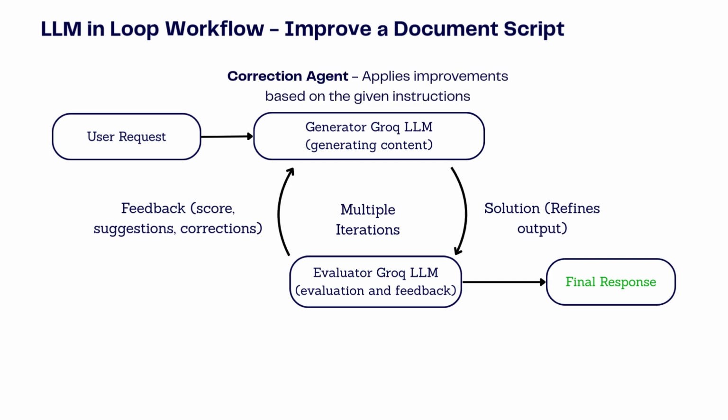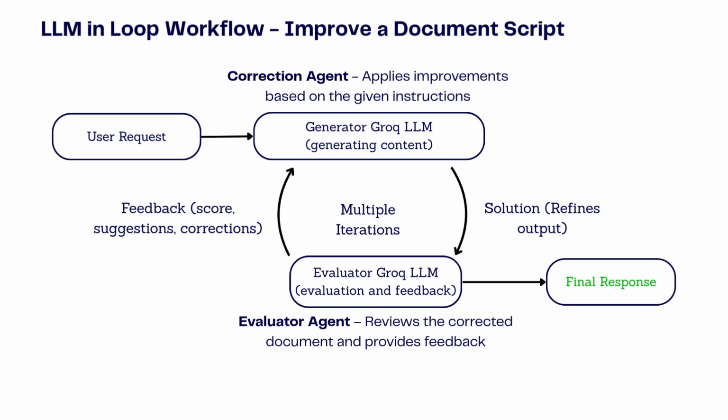Correction agent. This agent takes the document and applies improvements based on the given instructions. Evaluator agent. This agent reviews the corrected document, checks it against the requirements, and provides feedback. The correction agent then uses this feedback to refine the document further or move on to the next step in the process. This cycle continues until all the instructions have been addressed and we arrive at the final version.